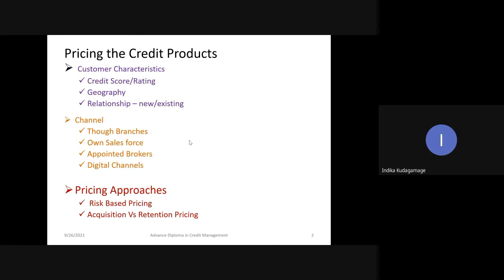Then acquisition versus retention pricing. Though I said relationship pricing, new versus existing, sometimes we give a very low price to acquire a customer. I want to take over a customer, so I offer a price which is lower than the market or our minimum lending rate. This is to get the customer on board. Once we lock the customer in, we may be charging high. Or you can have retention pricing. That means the customer wants to go out of the bank, so you try and give a good price. So retention versus acquisition. Risk-based, based on the risk parameters, we will charge.